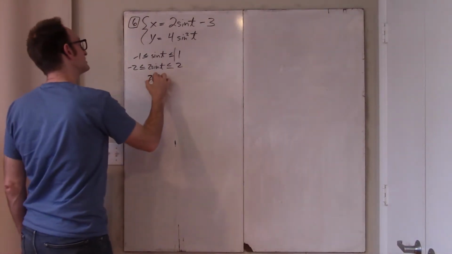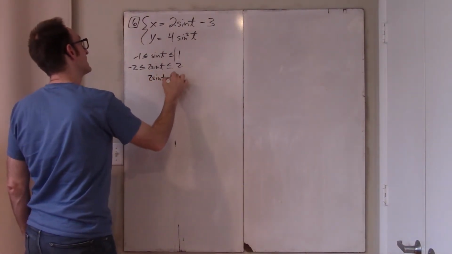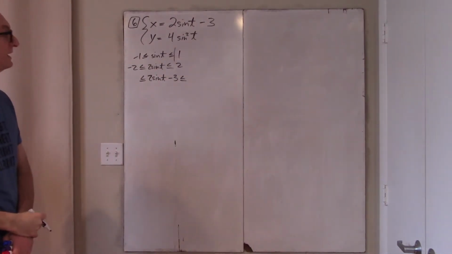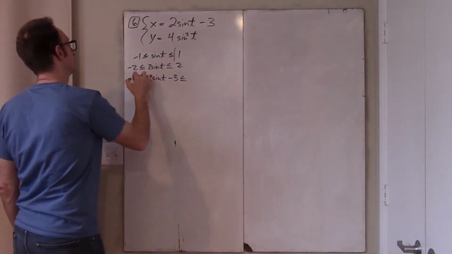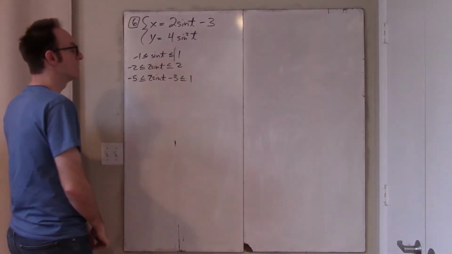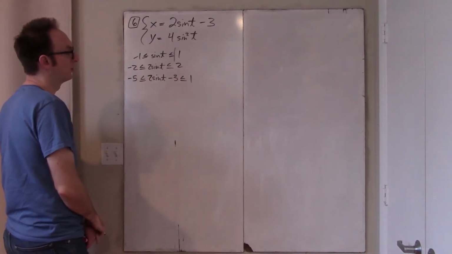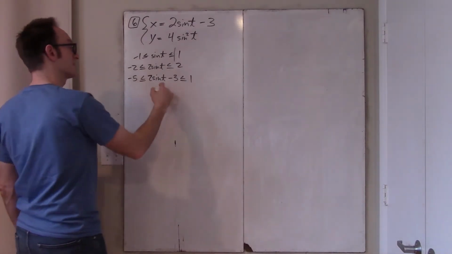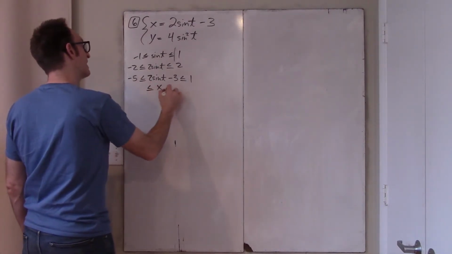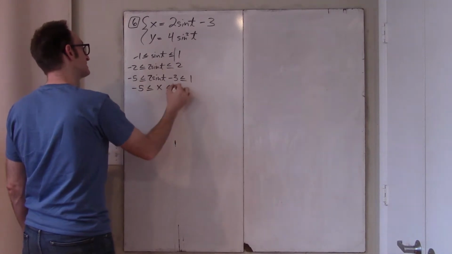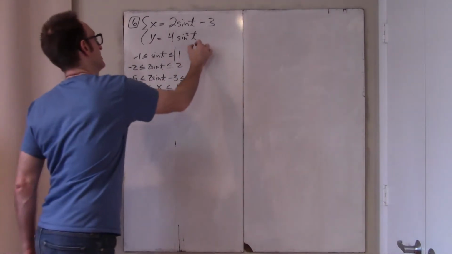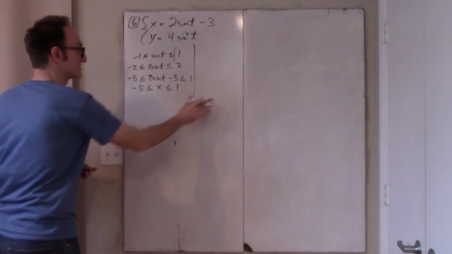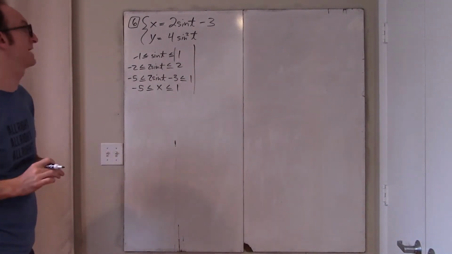Well, what can I say about 2 sine t minus 3? It will be between -5 and 1. Okay, so what have I just determined? I have just determined that the x-coordinate in this problem is guaranteed to be between -5 and 1. That's good information to know right off the bat. What else?